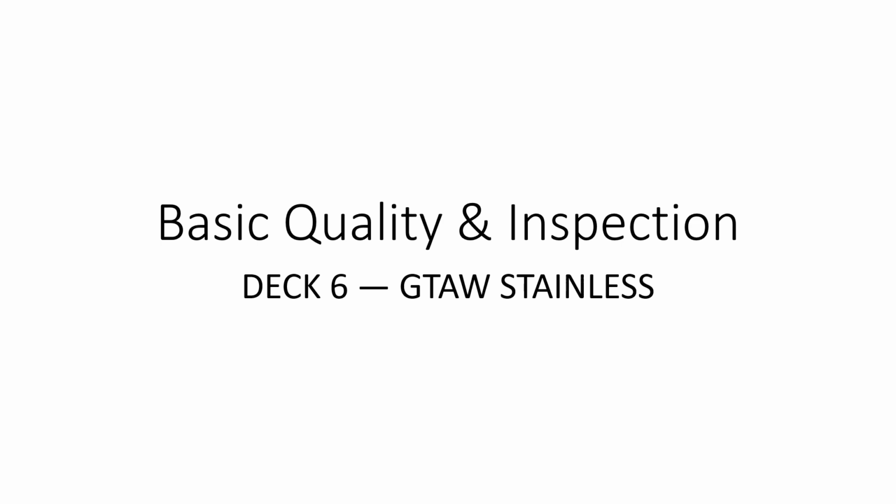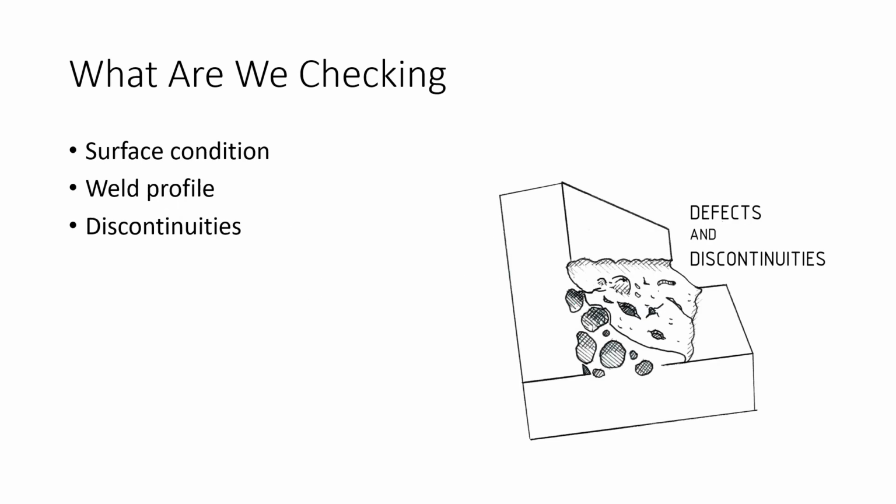Basic quality and inspection, Deck 6, gas tungsten arc welding stainless. So what are we checking for? What are we talking about here? Well, we're talking about the surface condition, the weld profile, and discontinuities.